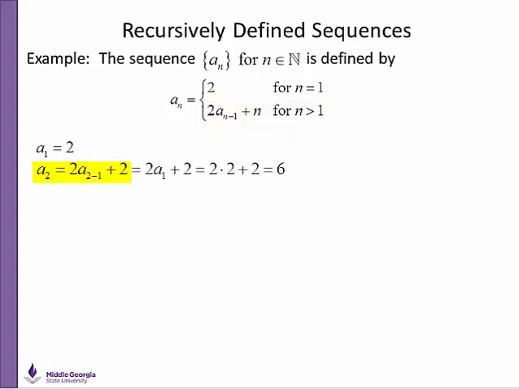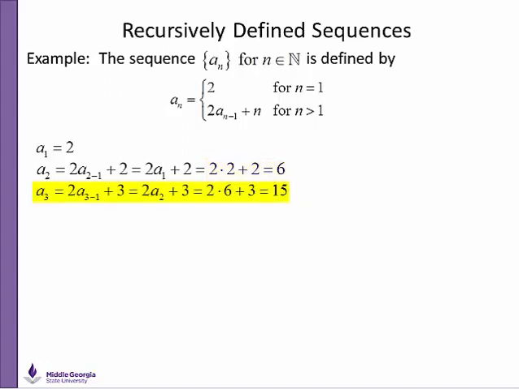So a sub 2 would be 2 times a sub 2 minus 1 plus 2. Notice there are two n's that we have to substitute into. One is in a subscript, and one is part of the arithmetic. So we have 2 times a sub 1 plus 2, or 2 times 2 plus 2 is 4 plus 2, or 6.